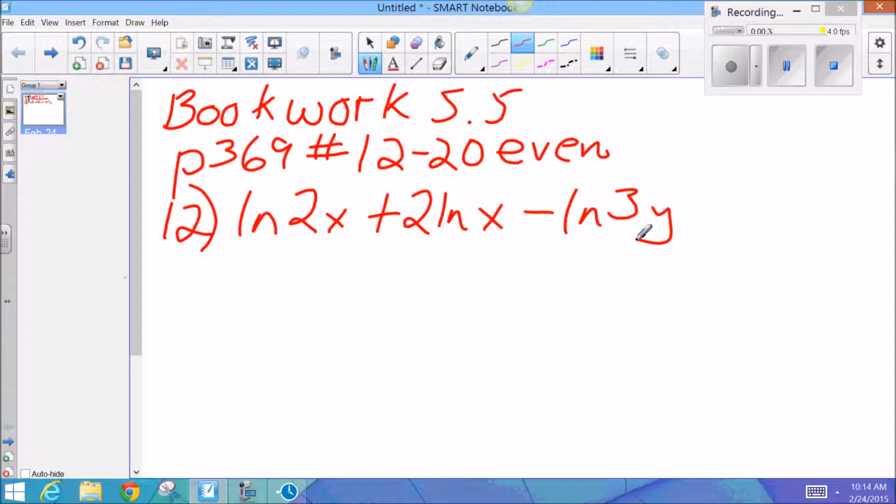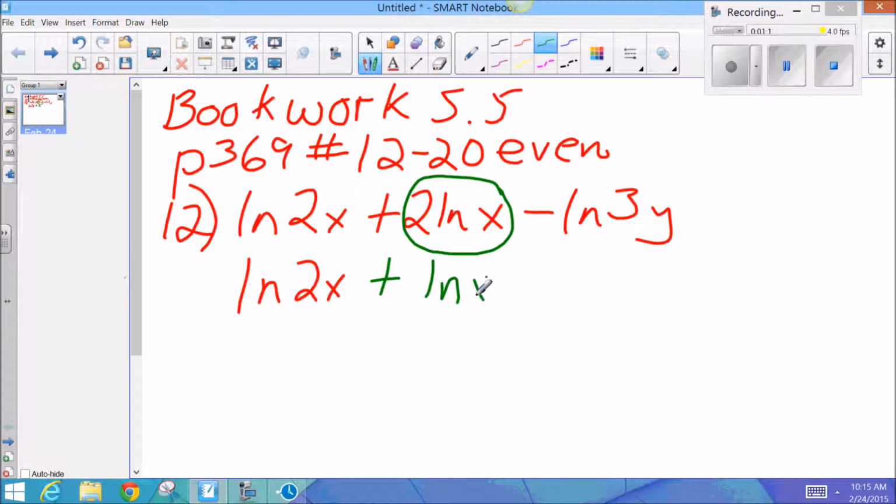Okay, so in order to put them as a single log, we want to get them each in the form of just the log of something, right? So this term right here presents a problem. I want to get that 2 out of that coefficient, and there's a way to do that. So these two for now are going to stay the same, and that one is going to become the natural log of x squared, and that was one of the properties in the more properties video.